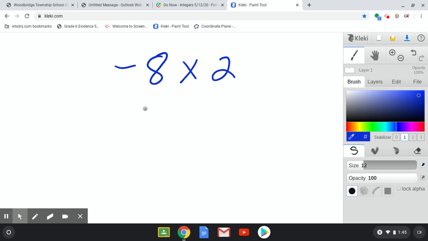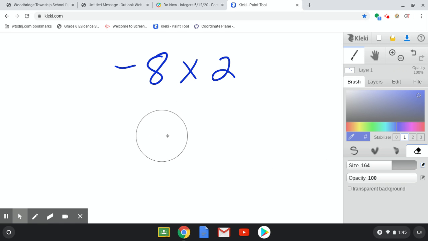So I always figure out my sign first before doing the math, because most students who do the math first forget about the sign in the end and don't put the sign with their answer. So here my signs are different, so I know my answer is automatically going to be negative. And now I'm just going to take 8 and multiply it by 2 to get 16, so that's a negative 16. Okay, so pretty simple. Multiplication and division: signs are the same, your answer is positive. Signs are different, your answer is negative.